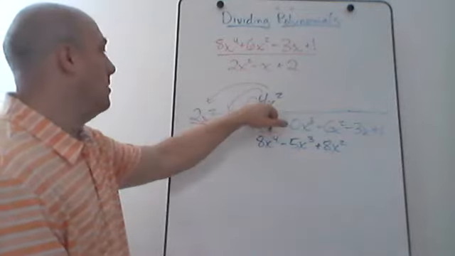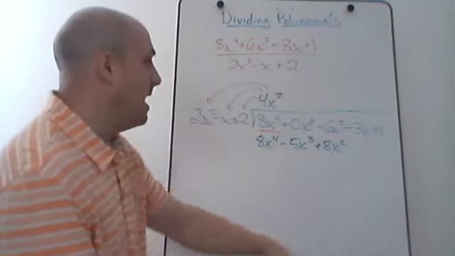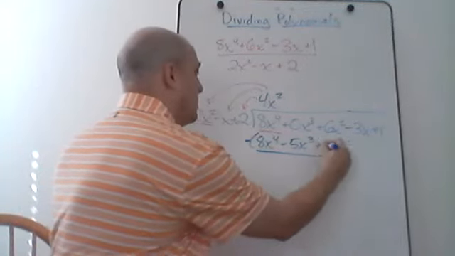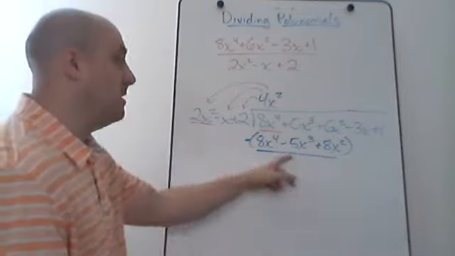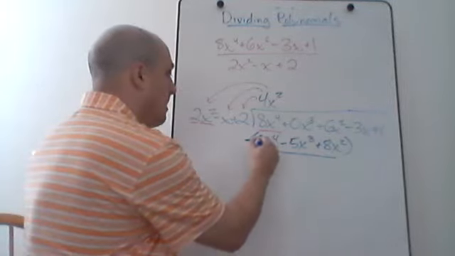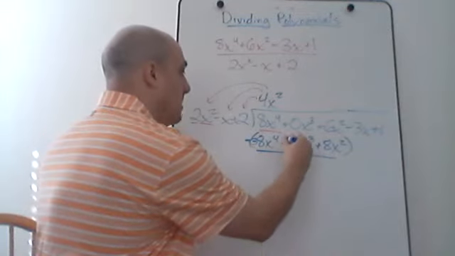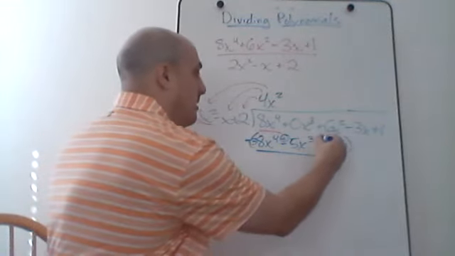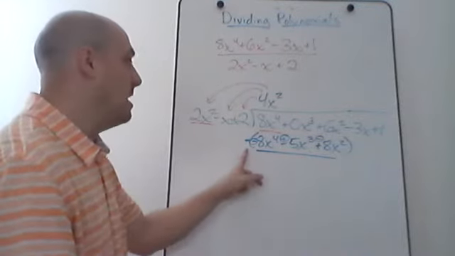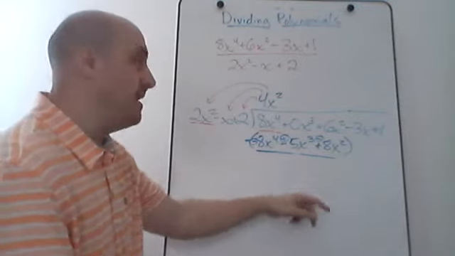All right, so I multiply this times all that stuff there, I get that down below, and then I have to subtract. Remember, when we're subtracting here, we have to distribute that negative to everything that's inside here. So this is going to become a negative 8x to the fourth, a positive 5x to the third, and a negative 8x squared. That minus out front changes the sign of everything I have down in there.